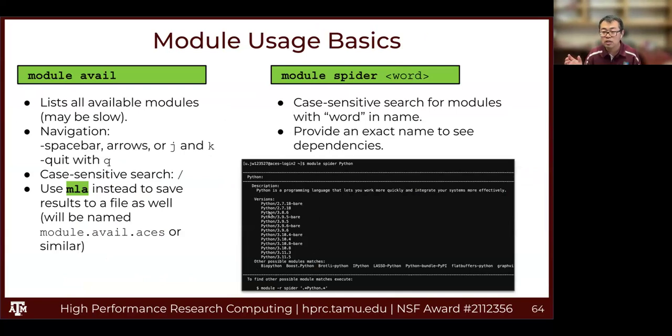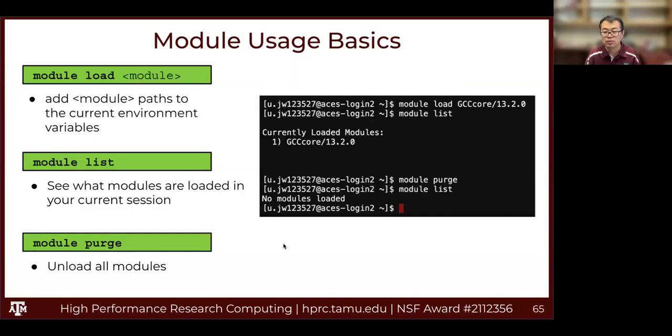For example, I want to search Python on the ACES computing cluster. You can do module spider Python. You can get a list of all the versions of Python on our cluster. And then you can choose any version of these Pythons, and then you can load it to your computing cluster. For example, here, you can use the module load command.